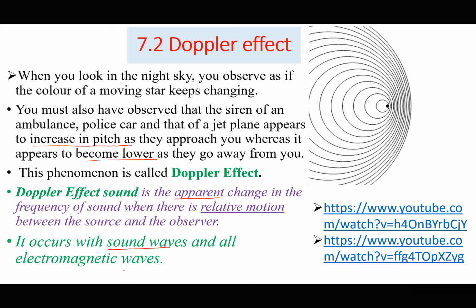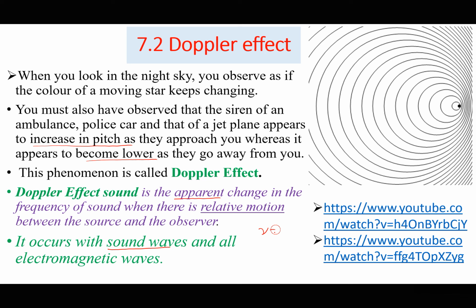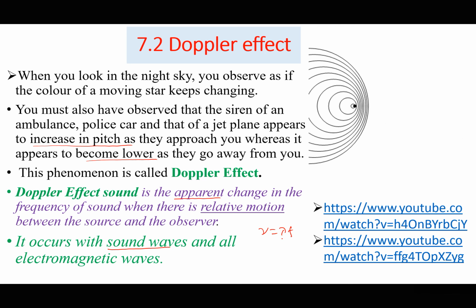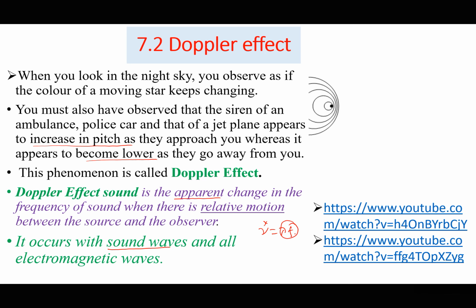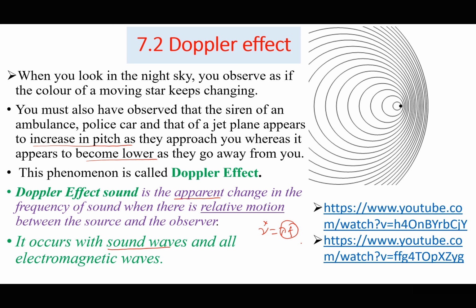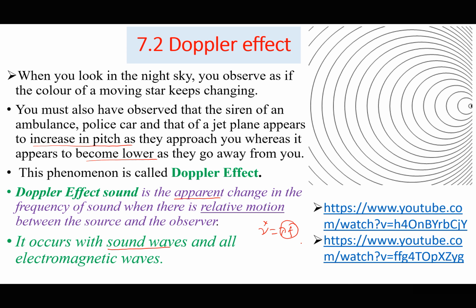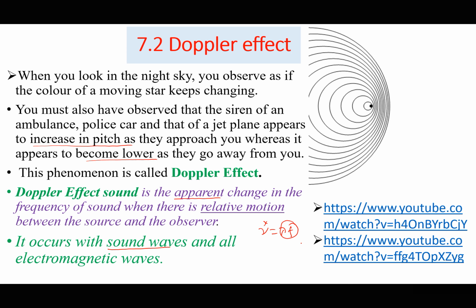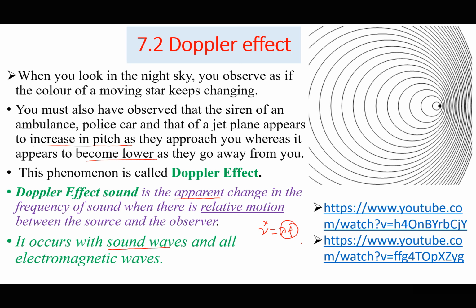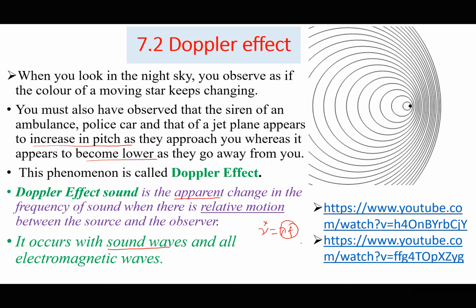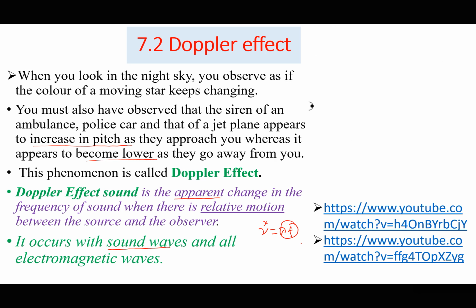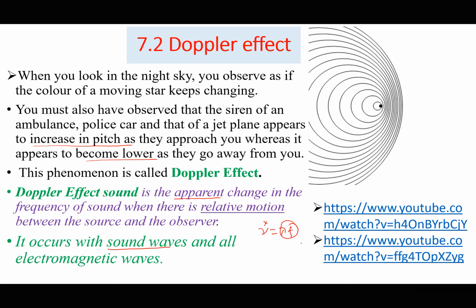However, in both cases, remember that from v equals lambda times f, if v is constant, lambda is inversely proportional to frequency. So the frequency determines the wavelength. Therefore, if there's an apparent change in frequency, there is most likely going to be an apparent change in wavelength. So for electromagnetic waves, we shall simply talk about wavelength.